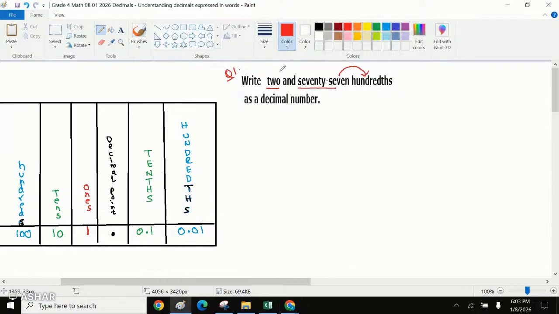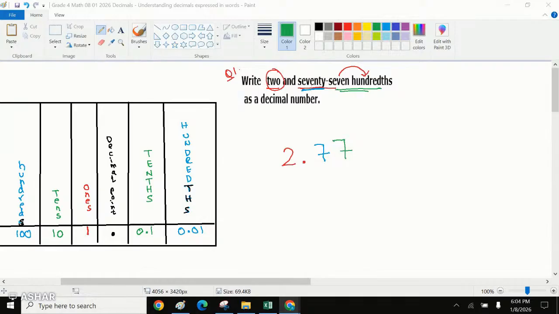So can we say that this 2 and 77 hundredths is 7 and 700s? 2.77 is the final answer. 2 and 77 hundredths as a decimal number, so we can write 2.77.